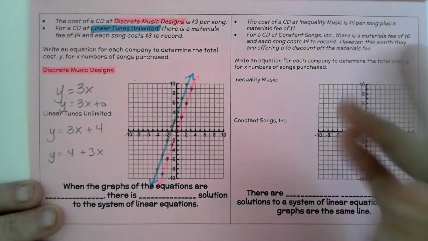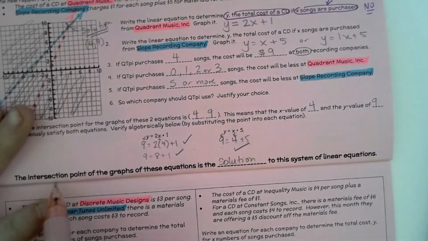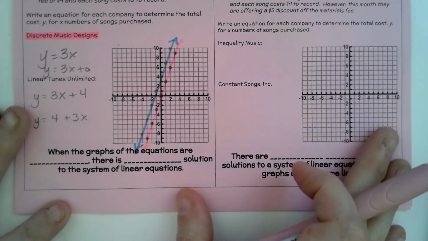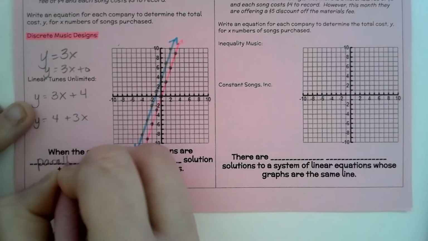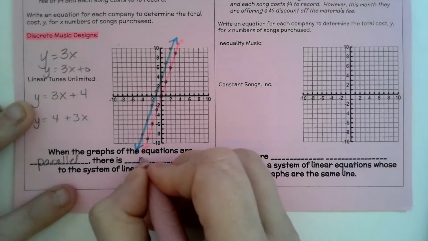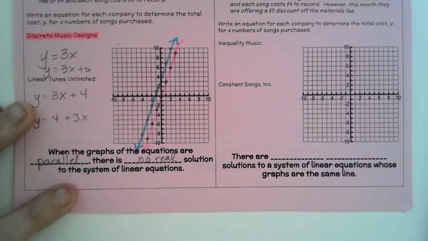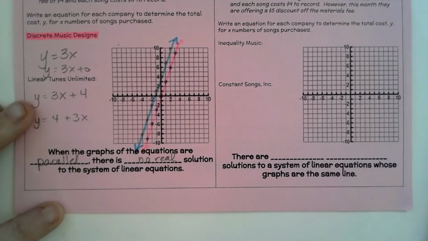So remember, we said the intersection point of the graphs of these equations is the solution, but these are never gonna cross. So when the lines are parallel, they never cross, so there is no real solution. Okay, why did I say no real solution? That's a problem for another day. But there is no real solution.